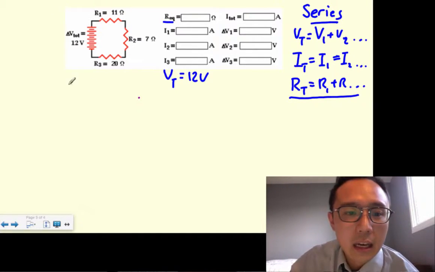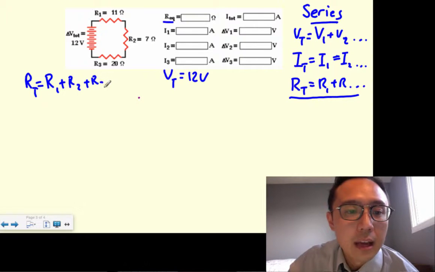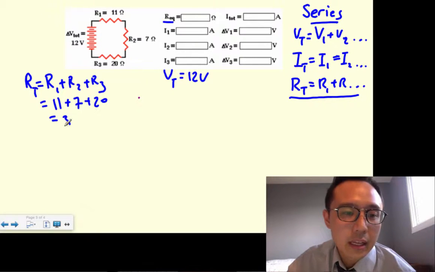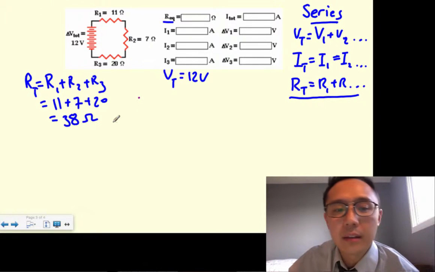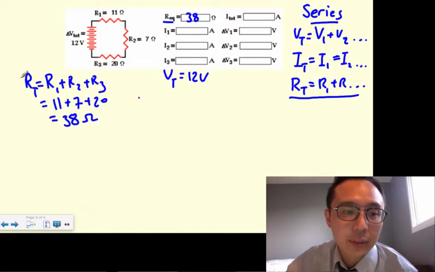So I'm going to take resistance total is equal to R1 plus R2 plus R3. If I plug in these numbers, that's 11 plus 7 plus 20. That gives me 38 omega, and that's 38 ohms. So I got one thing done. That's my RT, resistance total.